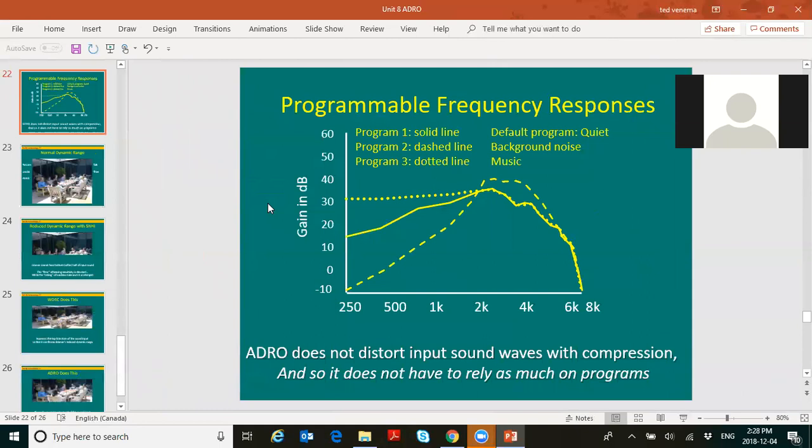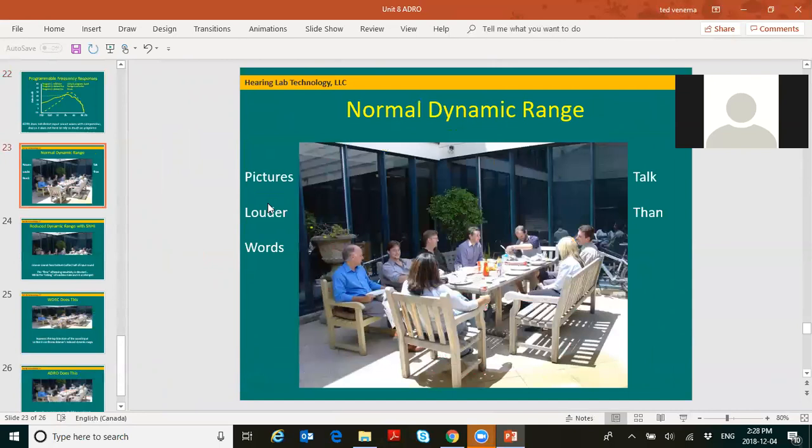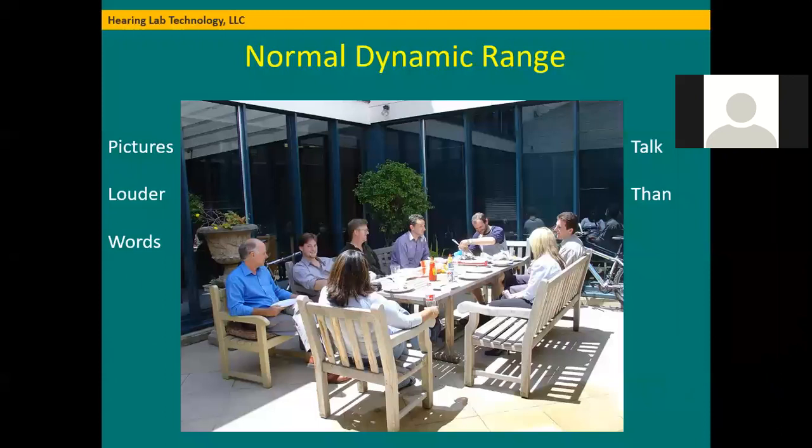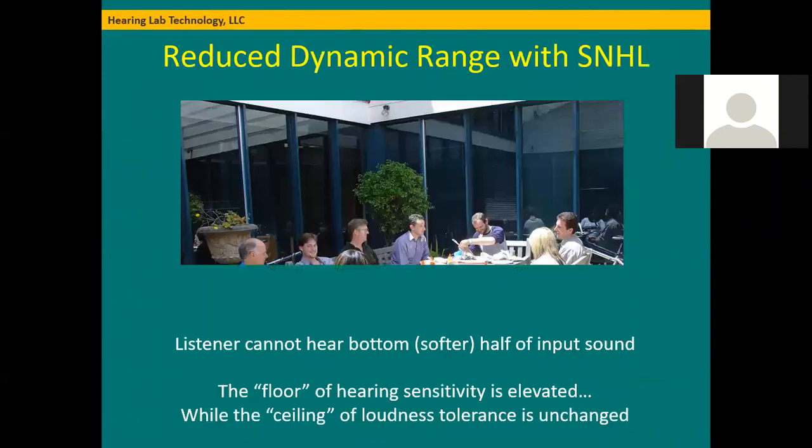Here's the final way to take this home. ADRO brags about their situation like this. This is a normal dynamic range. The bottom, the top, here. Pictures talk louder than words. So look at the bottom of the slide, look at the top of the slide. Okay, call this 0 dBHL, call this 120. Okay, when you've got sensory neural loss, now you're here.